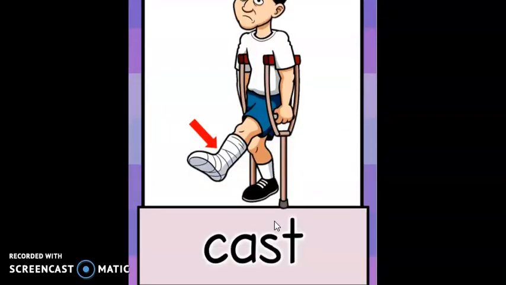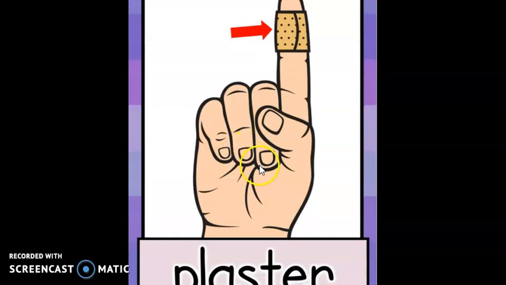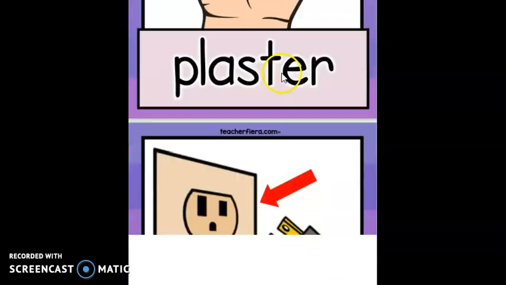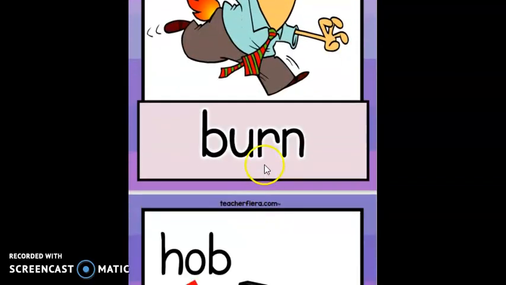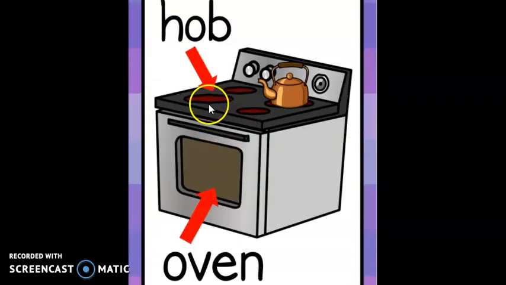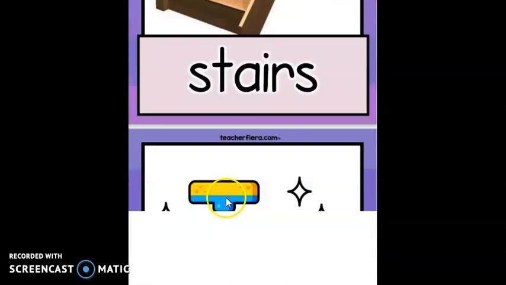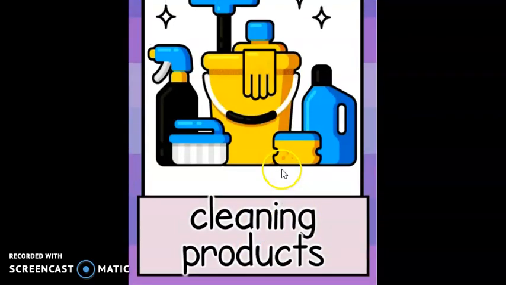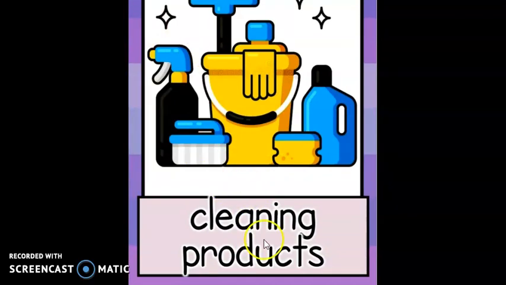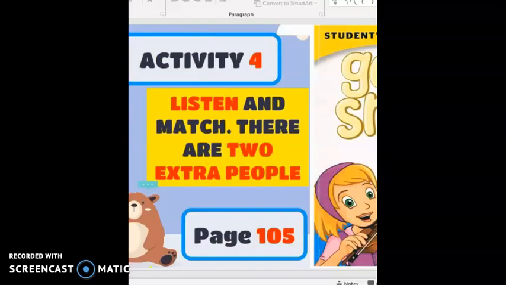Medicine. Cast. Okay, this is the white cloth that he wears, it is called cast. Okay, and then plaster. Socket. Matches. Okay, burn. Hob. Oven. Stairs. Cleaning products. Okay, so these are the vocabularies that you have learned. I am just going to recap now.